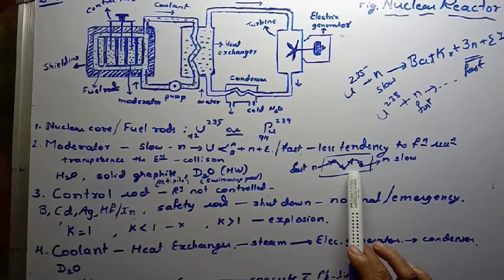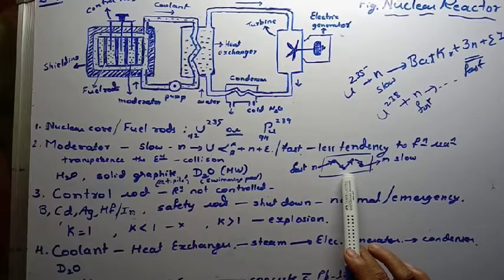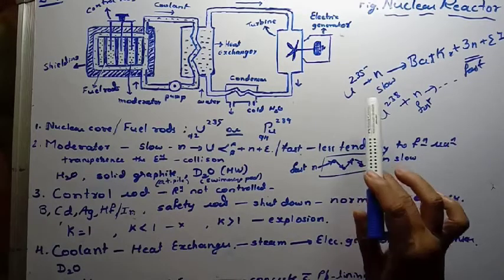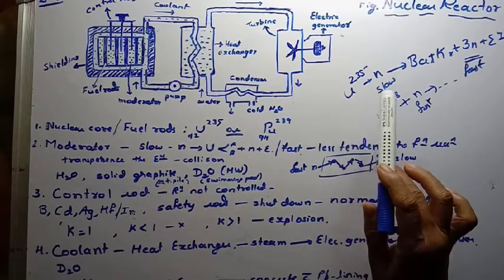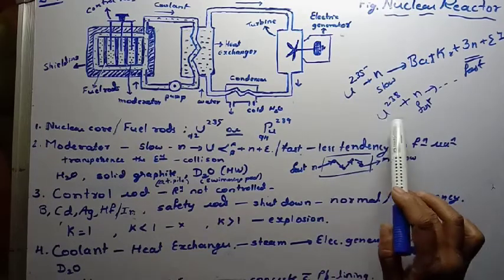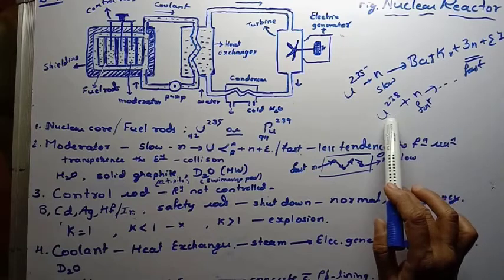Slow neutrons are needed rather than fast-moving neutrons in order to make uranium-235 undergo the fission reaction, rather than uranium-238, which is less efficient.